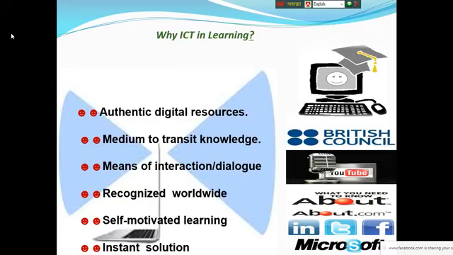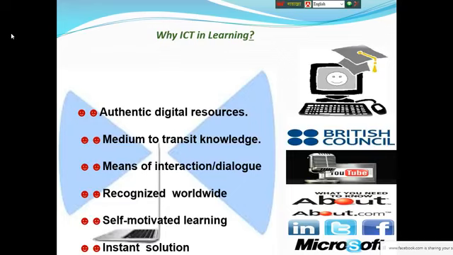Why ICT in learning? Why will we go for using ICT in learning? First, authentic digital resources. If you want to practice speaking skills, you can go to the British Council. They have kept some open versions for the students to practice. You can go there, you can get registered there, and you can practice there.